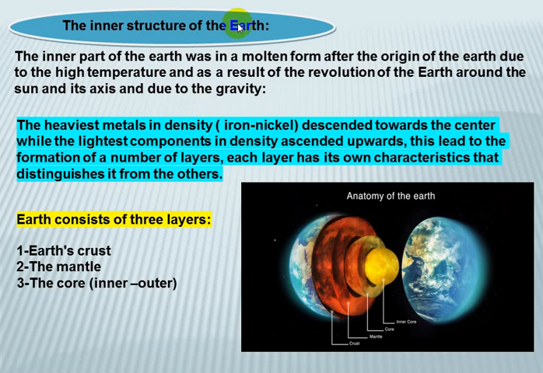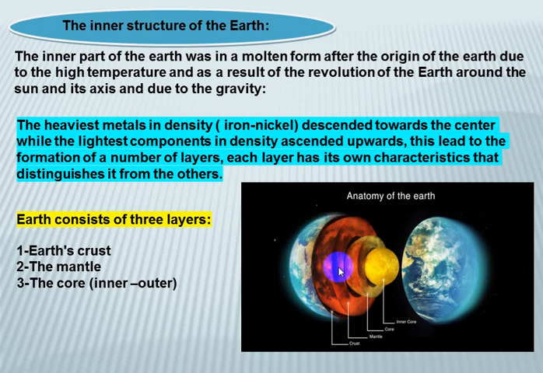The inner structure of the Earth. The inner part of the Earth was in molten form after the origin of the Earth due to the high temperature, and as a result of the revolution of the Earth around the Sun and around its axis, and due to gravity.